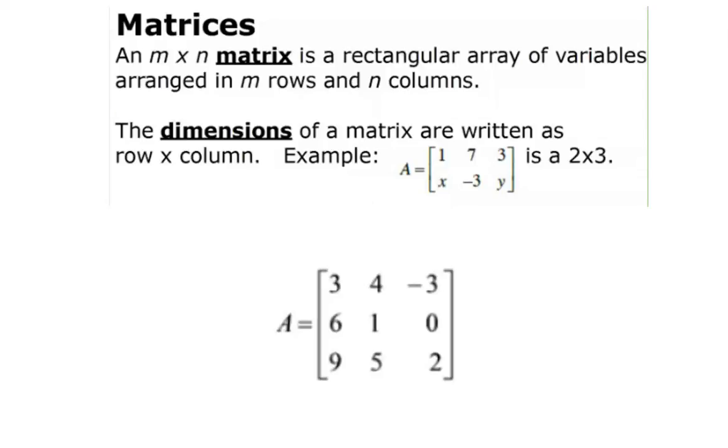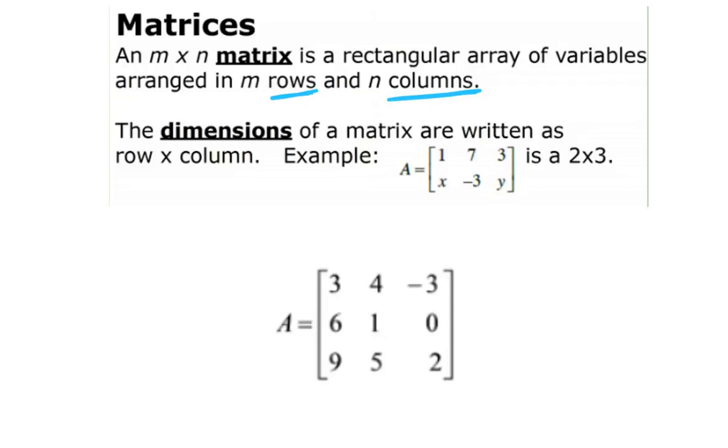So this is going to be a quick review of working with a matrix, what a matrix is, and the dimensions of a matrix. A matrix is basically just a collection of numbers in rows and columns. It's pretty self-explanatory.